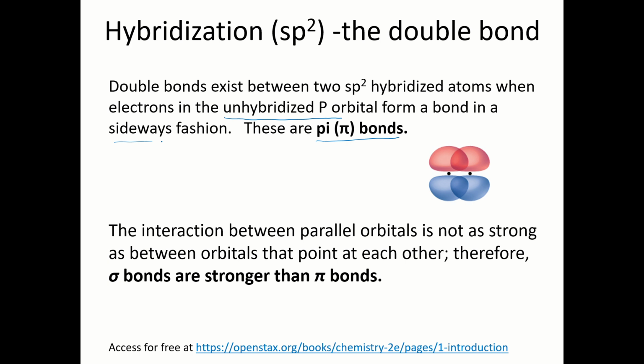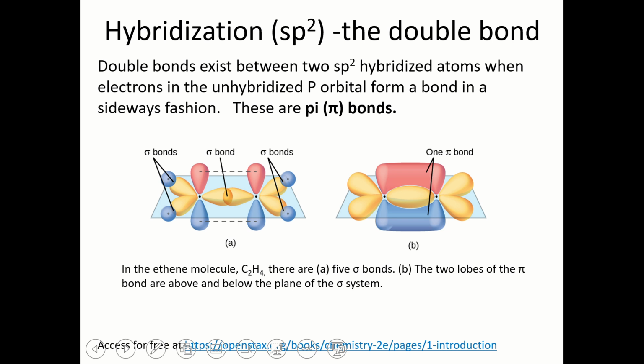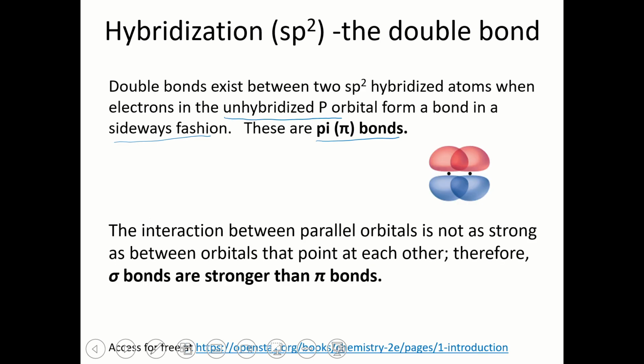So pi bonds are going to be in a sideways fashion. If we look real quick ahead, remember a sigma bond is when they are going directly, kind of a head-on collision between 2 orbitals. But a pi bond is when they are parallel to each other, which we can see here between these 2 p orbitals. So they're kind of sideways for those pi bonds. Keep in mind that when orbitals are parallel to each other, you're not going to have as much overlap, and so sigma bonds are going to be stronger than pi bonds. Okay.